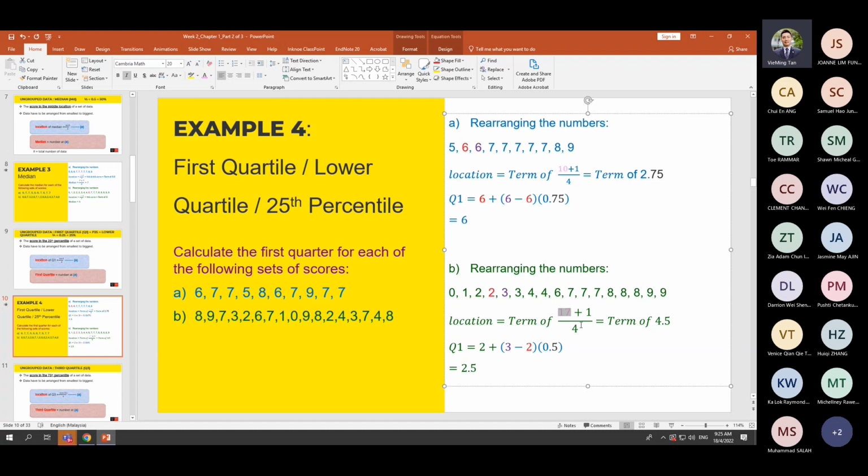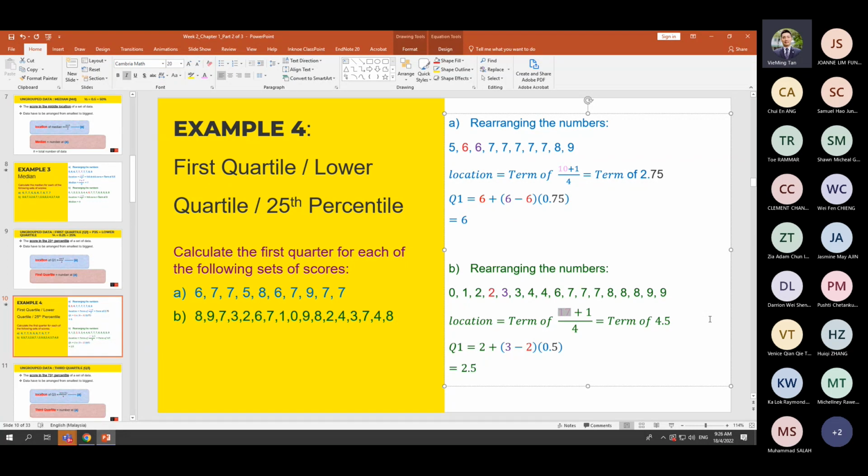Plus 1 is the constant number. 4 is because of Q1. Simplify, you'll get term 4.5. So that means the value of Q1 is in between term 4 and term 5. And because it's 0.5, it is exactly in between term 4 and term 5.